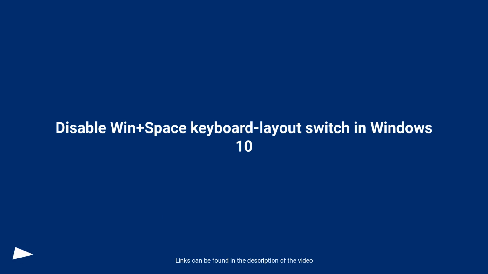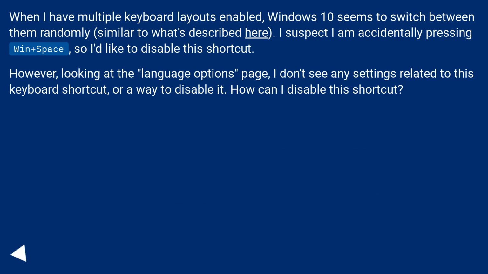Disable Win+Space keyboard layout switch in Windows 10. When I have multiple keyboard layouts enabled, Windows 10 seems to switch between them randomly, similar to what's described here. I suspect I am accidentally pressing Win+Space, so I'd like to disable this shortcut. However, looking at the language options page, I don't see any settings related to this keyboard shortcut, or a way to disable it. How can I disable this shortcut?